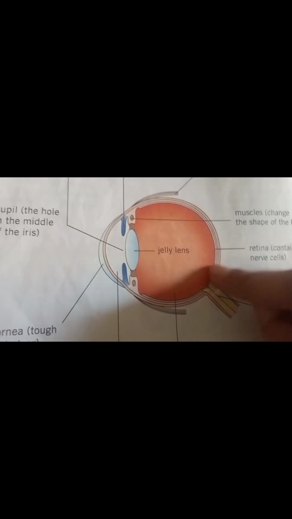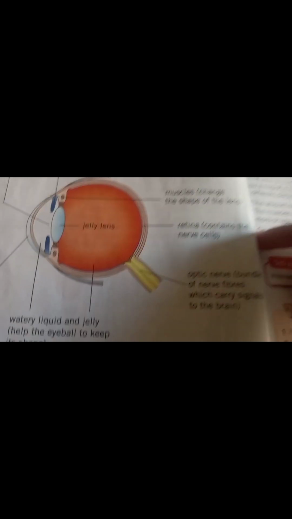So the retina, which is this part of our eye, right here, goes all the way around. That is what contains the nerve cells. And so the signals go to the nerve cells of the retina. So the nerve cells will send signals to the brain along this optic nerve, which is shown right here. And then the picture is formed upside down on the retina.